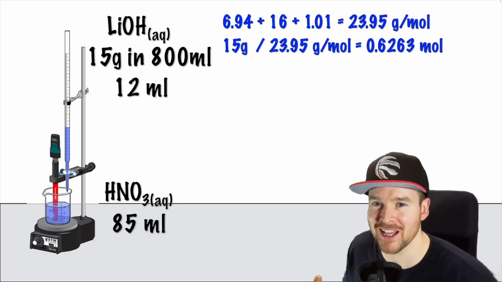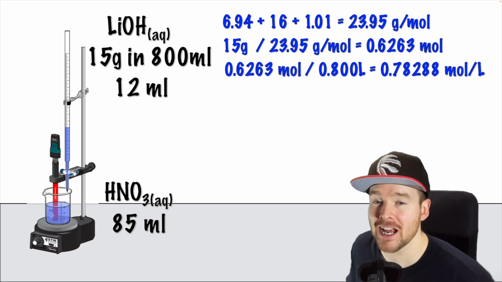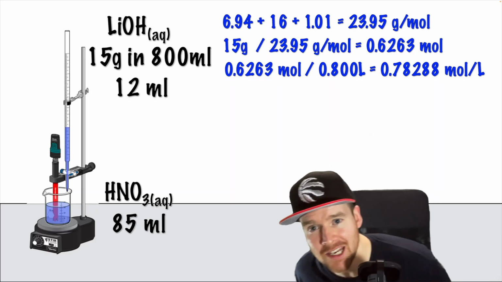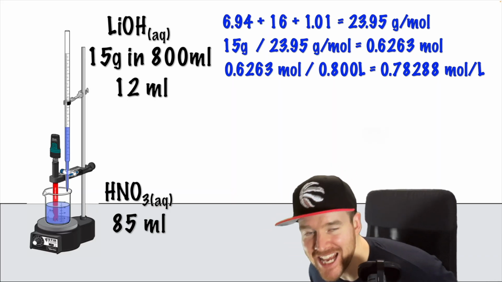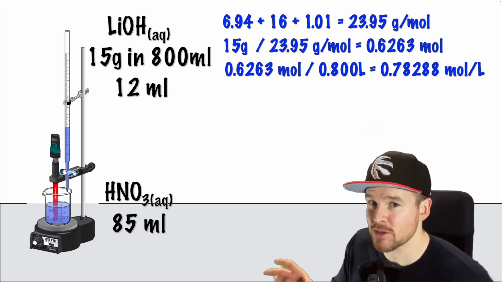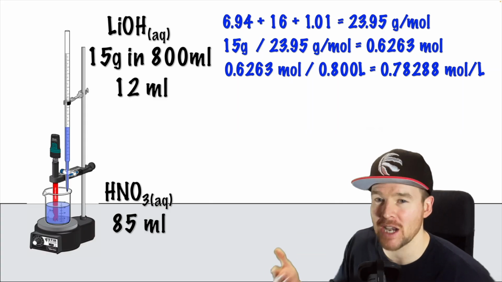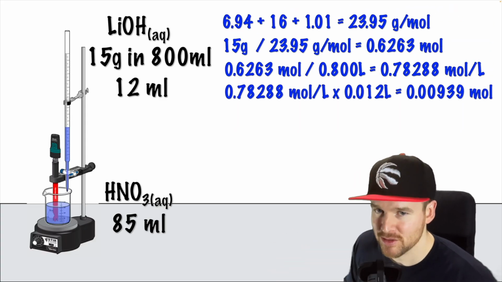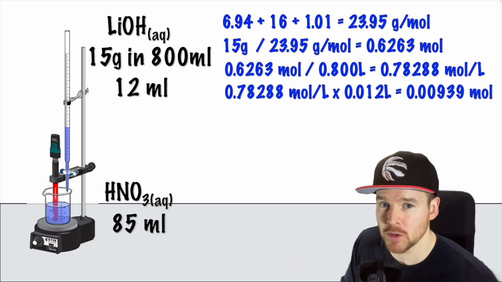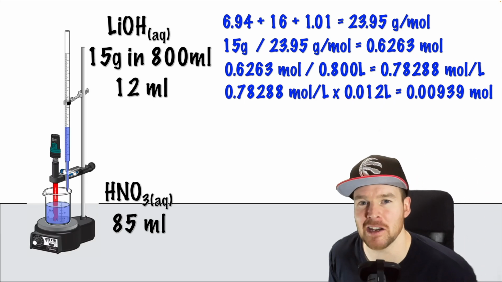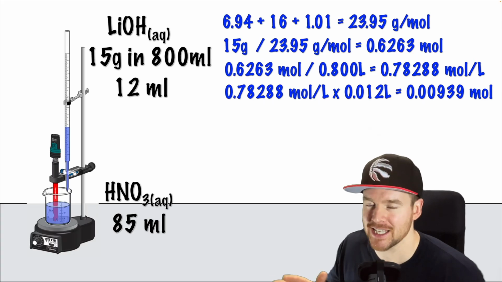But to make it look more like the last question, let's take our amount of moles that we had in the 800 milliliters to figure out that we had 0.78288 moles per liter. And again, why that's going to look like the last question is that's what we knew about the initial base. So now we're caught up to where we were before. Now I know the moles per liter. I'll multiply by my amount of liters, 0.012, and I get 0.00939 moles. And now the rest is the exact same as the previous question.